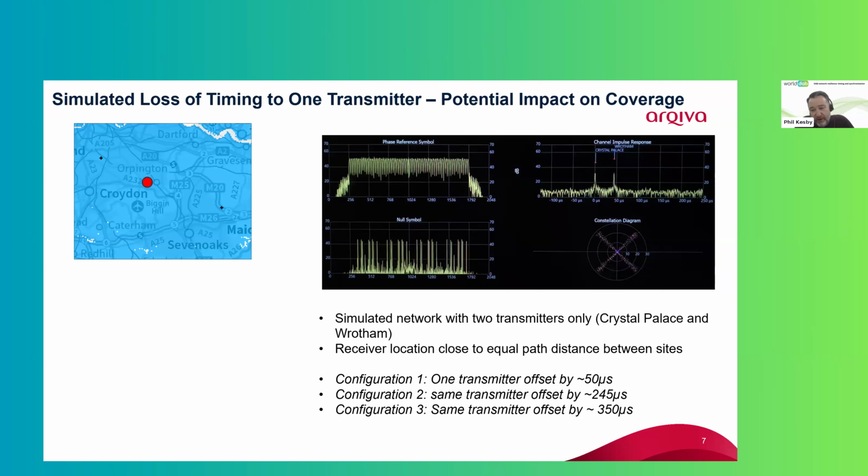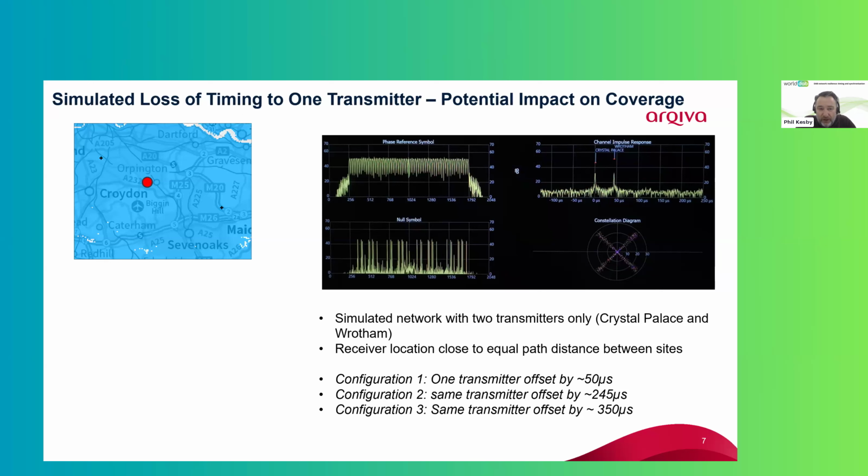I'm just going to show very quickly now two quick case studies about what happens perhaps when timing goes wrong in your network. This first case study really is about as simple as it gets. It's just two transmitters. This is very much a simulated network. Others from the UK will see that I've configured my bench network to have two sites called Crystal Palace and Rutham. These aren't the actual Crystal Palace and Rutham. This is just a bench scenario.